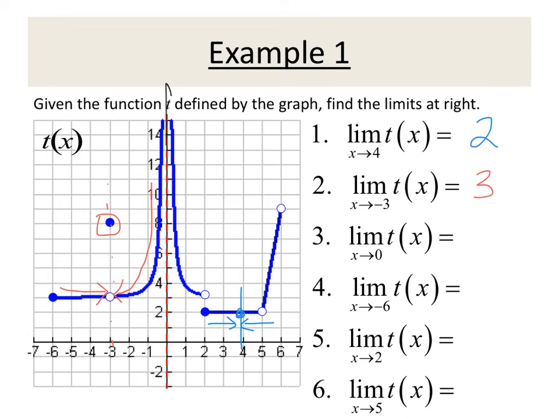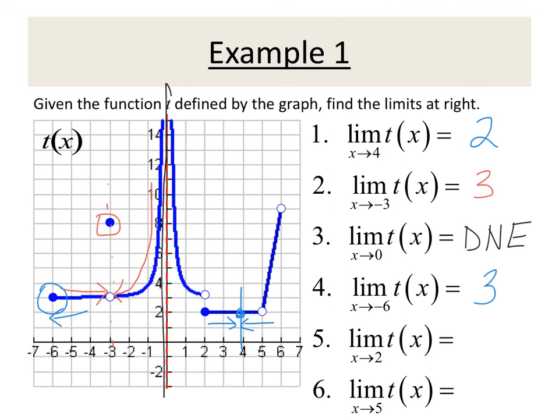The limit of t of x as x approaches 0. Well, here's 0. As I come from the left and as I come from the right, this is going without bound. This limit does not exist. The limit as x approaches negative 6, so that's kind of the end of the graph over here. Even though it's only coming in from one side, since that's an endpoint, we can say that that limit is actually 3.